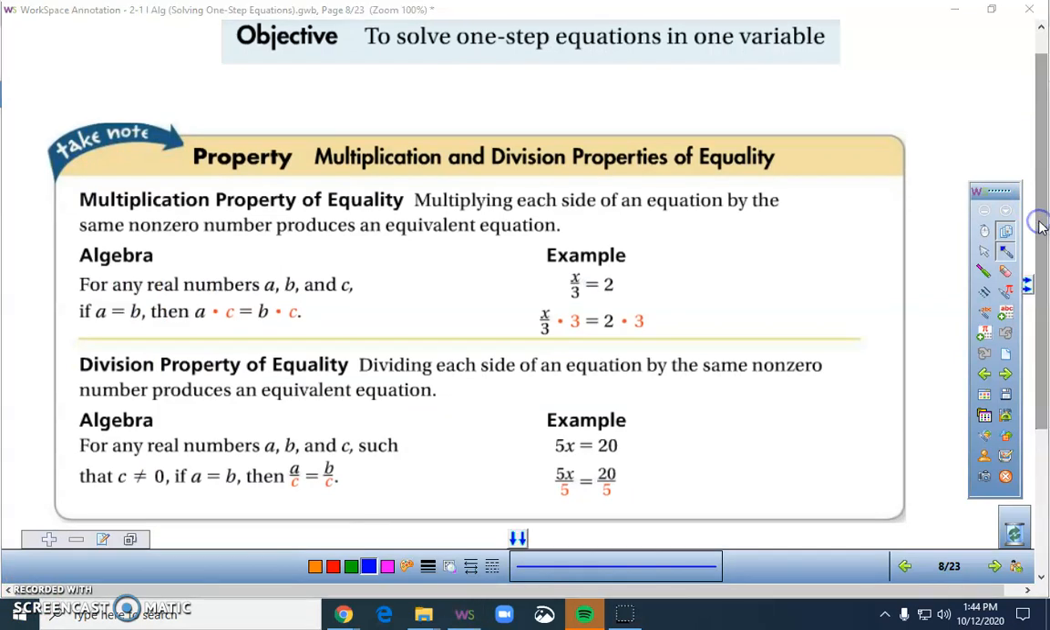Alright, so those properties of equality, we talked about the add and subtract. Basically, those were the inverse operations, or how we were going to isolate or solve for a variable. It doesn't change when we're talking about multiplication or division either. Okay, so if I multiply one side by 3, I have to multiply the other side by 3 to make it equal. If I divide one side by 5, then I have to divide the other side by 5. As simple as that.